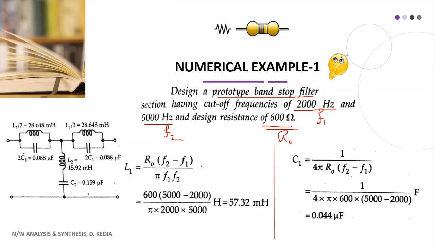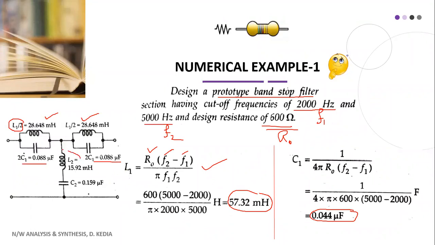So we are given this and we know these formulas. That is L1 equal to this one. We substitute the value of F1, F2 and R naught and we get this. So this way we will obtain L1, and similarly we can obtain C1. And if you remember, we have here L1 by 2. So whatever value of L1 we have got, we will divide it by 2 and we will get this value. Okay. Similarly, C1 will be multiplied by 2 and represented in the circuit like this. Fine. So this is our L1 by 2 and 2C1.